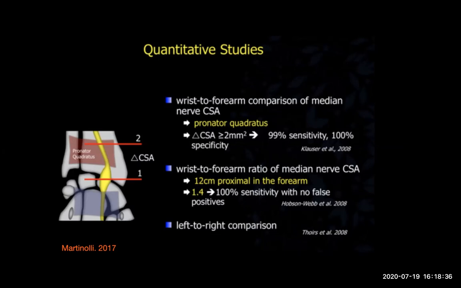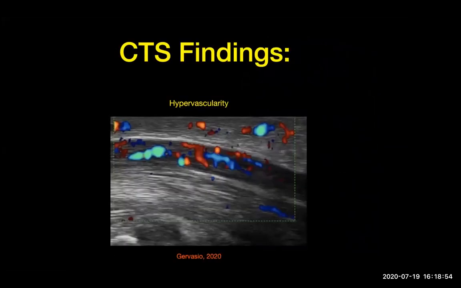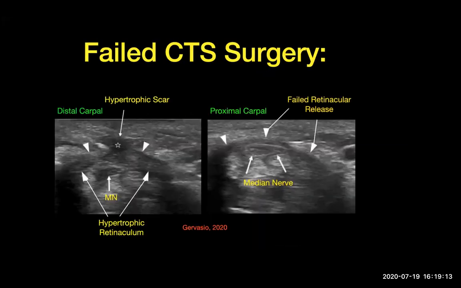But this one is a very good way of finding out whether there is already a compression. The sensitivity is 99%, and of course, specificity is 100%. So you can always rely on these findings as a very reliable test for diagnosing carpal tunnel syndrome. The other thing that you would like to see is, of course, the hypervascularity. If you turn on the power Doppler, you can see a hypervascularity that could also indicate a pathologic finding, that something is wrong with the nerve. So always don't forget to do the power Doppler evaluation.